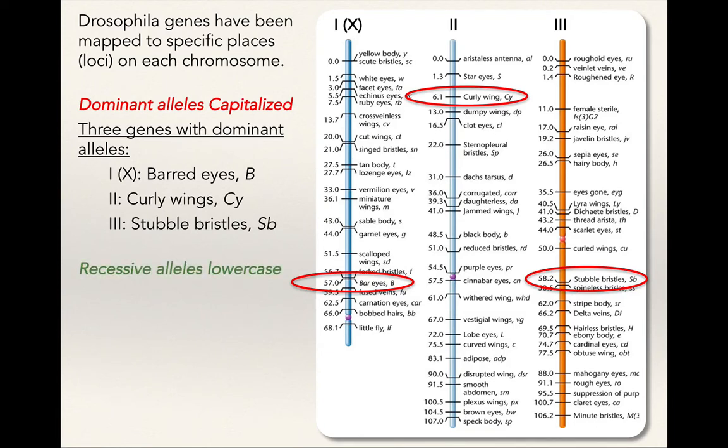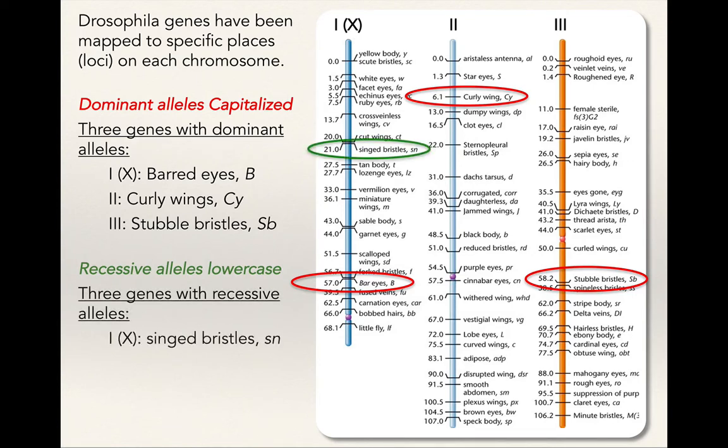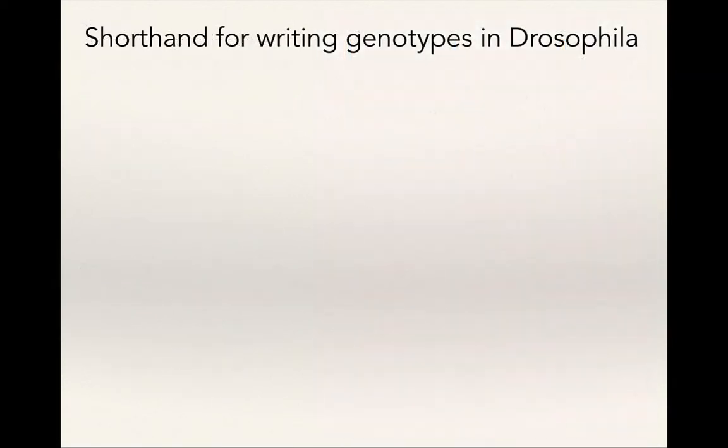In Drosophila nomenclature, recessive alleles are generally lowercase. 3 more examples shown here are the singed gene on the X chromosome, the brown gene located on the second chromosome, and the ebony gene located on the third chromosome. Because these genes are recessive, 2 copies are needed in order to see the mutant phenotype that's indicated by the name. Rather than writing out the full name and which chromosome each gene is on, Drosophila geneticists have come up with a shorthand for writing genotype.